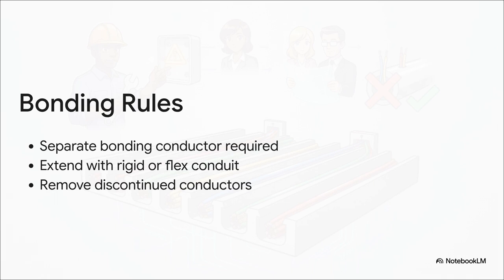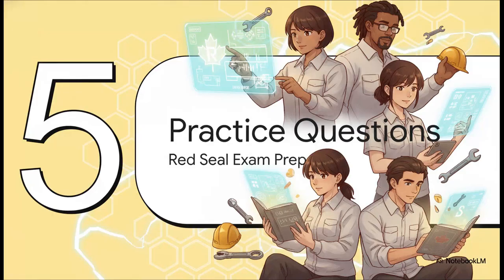When you need to extend from the floor to a cabinet, Rule 12-1818 says to use rigid conduit, flex metal conduit, or approved fittings. And finally, Rule 12-1820 makes it crystal clear. If an outlet is discontinued, you pull those dead conductors completely out of the floor. Do not leave abandoned, potentially live wire hazards buried in a commercial building. Clean it up. All right, let's see how much you've retained with some red seal practice questions.